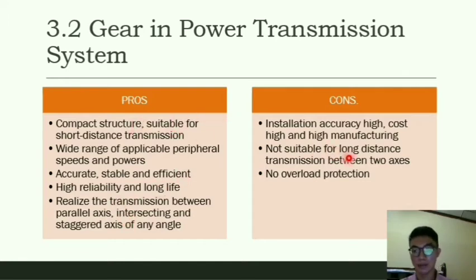The disadvantages of gears in power transmission systems are high installation accuracy requirements, high cost, and high manufacturing cost. It is also not suitable for long distance transmission between two axes, and gear transmission does not provide overload protection.